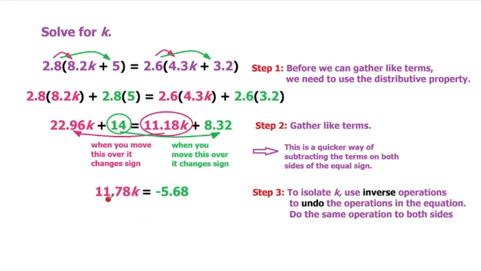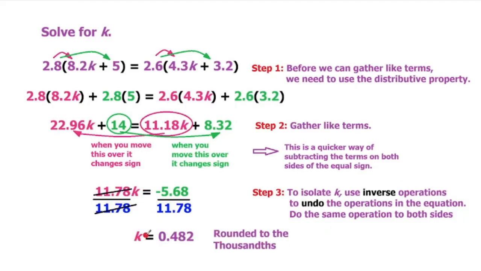So what we're going to do is divide both sides by 11.78. So it looks like this. We're trying to get k by itself here. So these two cancel out and leaves us with k on its own. So now, when you do this calculation, k equals 0.482, and this is rounded to the thousandths, okay? And that's it. That's all there is to that problem.